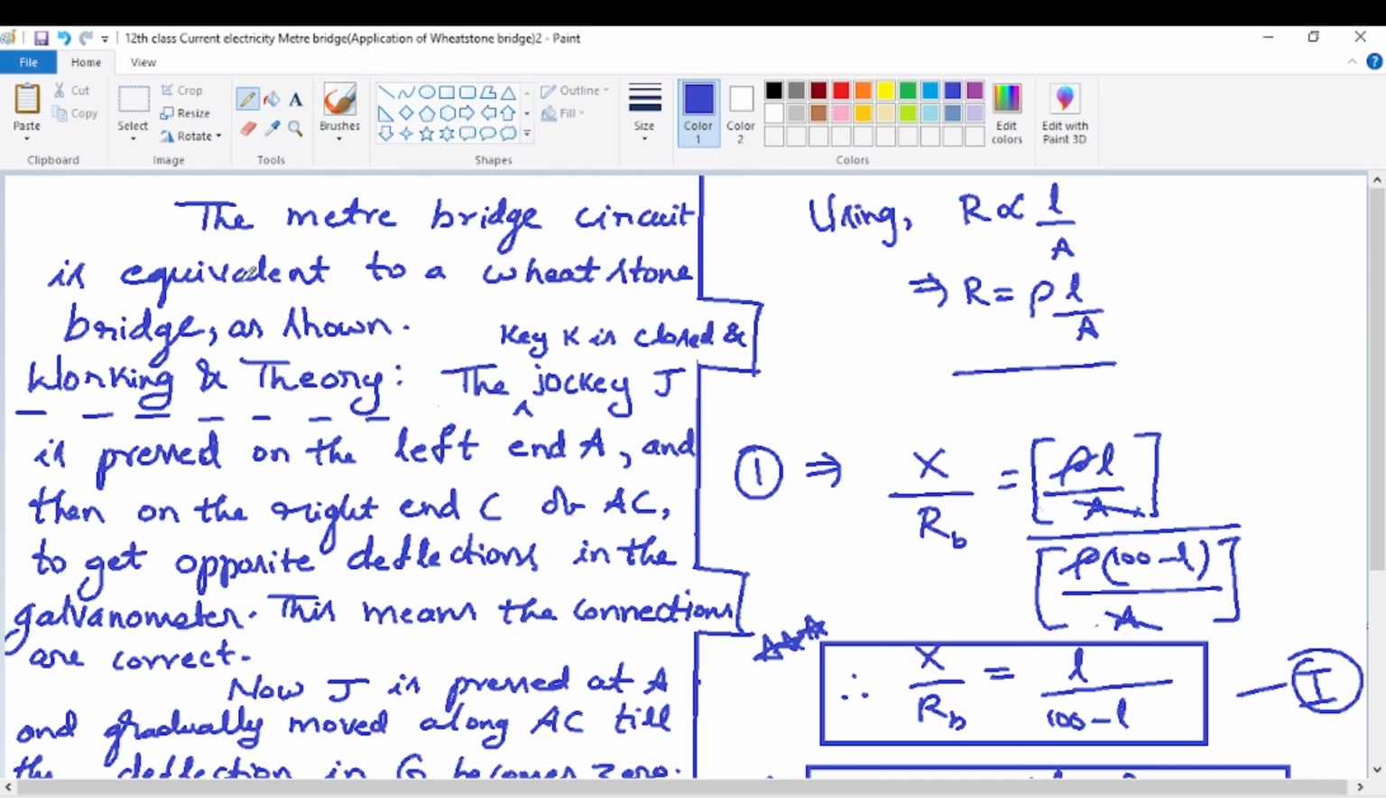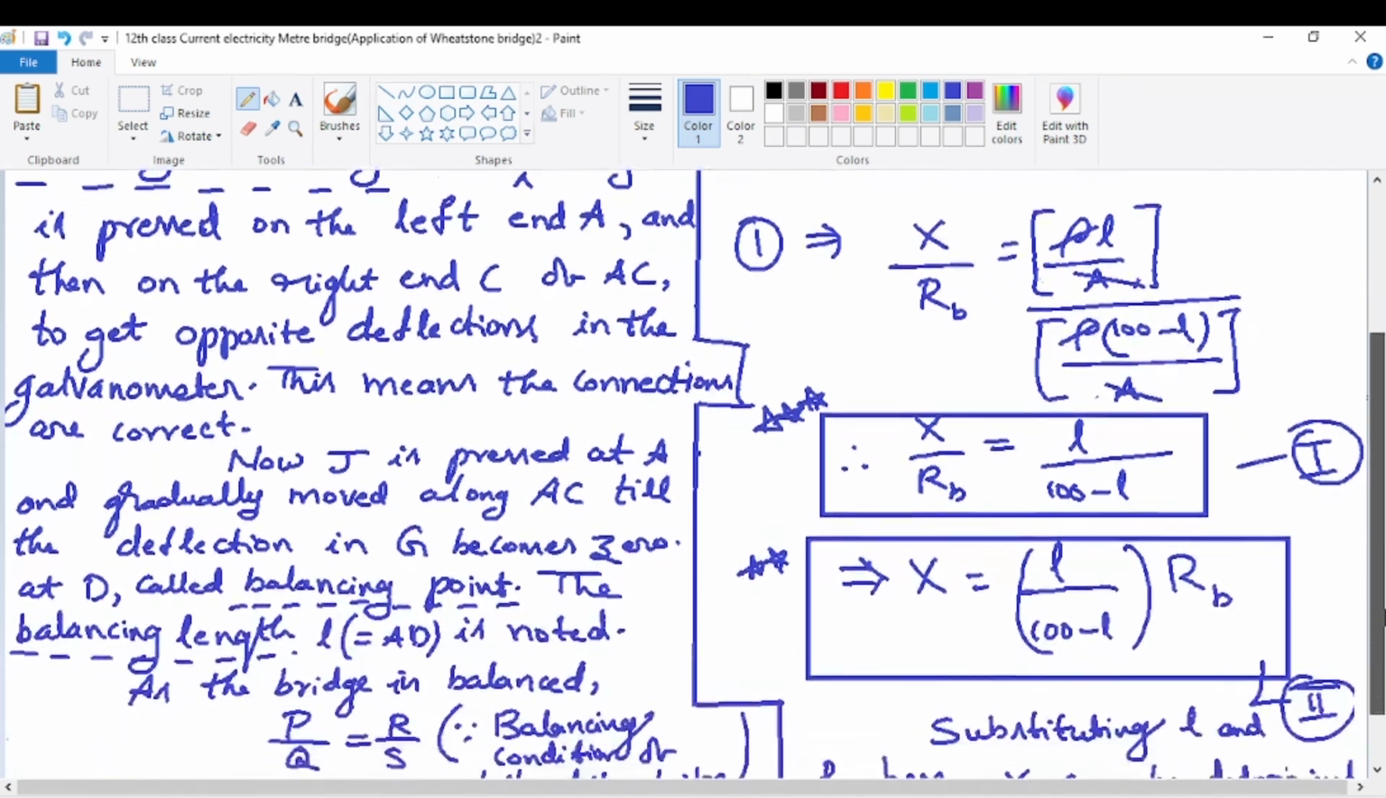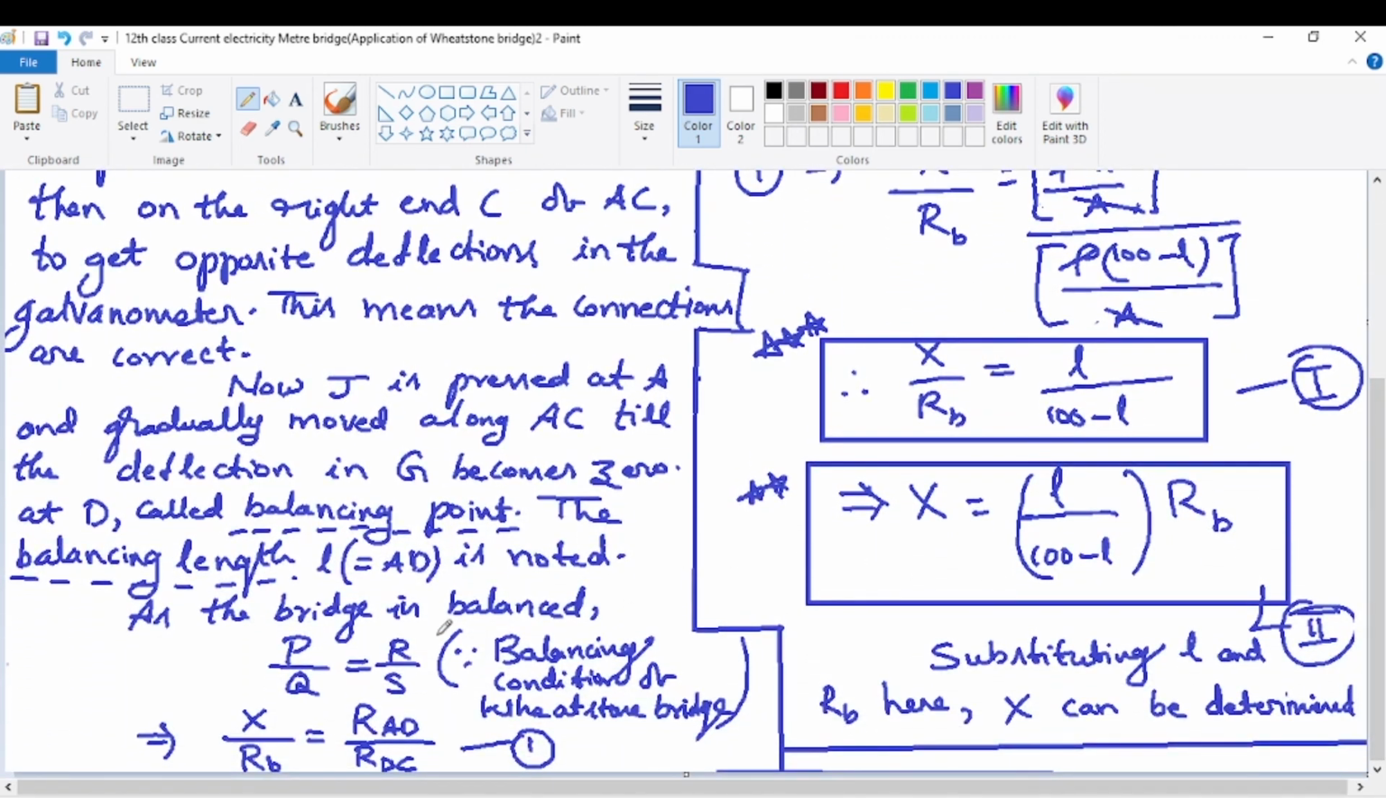The meter bridge circuit is equivalent to the Wheatstone bridge as shown. That's all. Why it is equivalent, all that need not be written. Next, directly the working and theory. This comes to about a half page explanation. As the bridge is balanced. Balanced means, very importantly, that the galvanometer current Ig is equal to 0. That is very important, so that also should be mentioned.